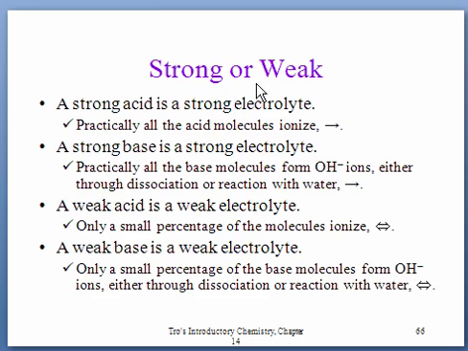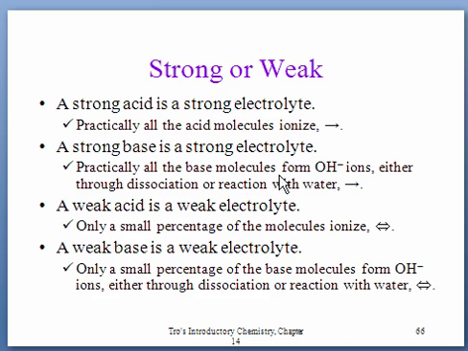Now let's look at these terms, strong or weak. Acids and bases can be either strong or weak. A strong acid is what's known as a strong electrolyte. That means that the acid molecule completely ionizes into H plus and the anion, the other anion that makes up the acid. A strong base is a strong electrolyte.